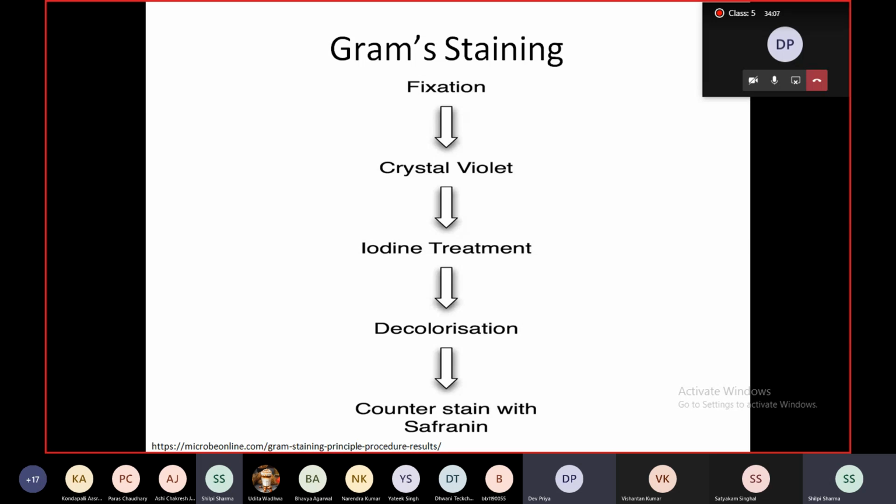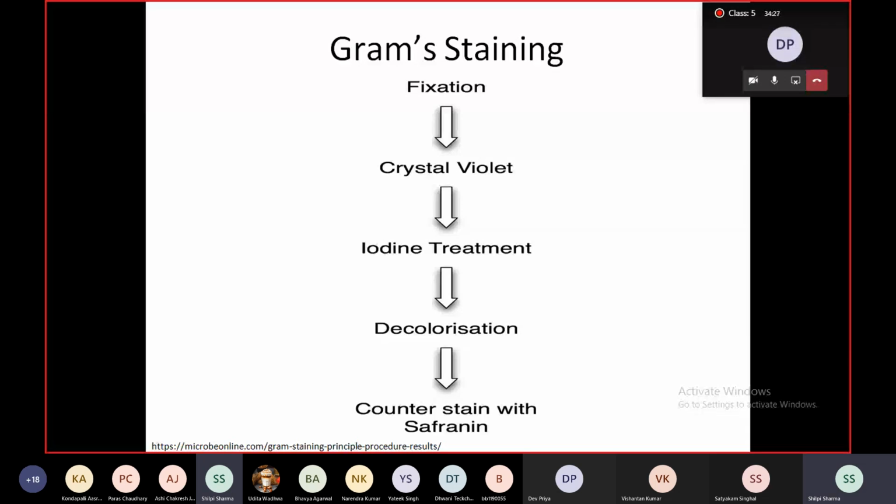Now let me take you through the protocol of gram staining, and this is important, students, because you'll be performing it almost on a very regular basis, even for your other courses. This will also be one of the first experiments for general microbiology.